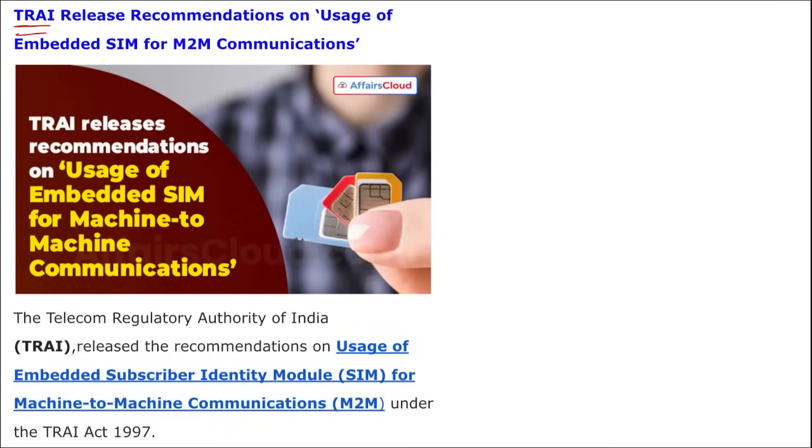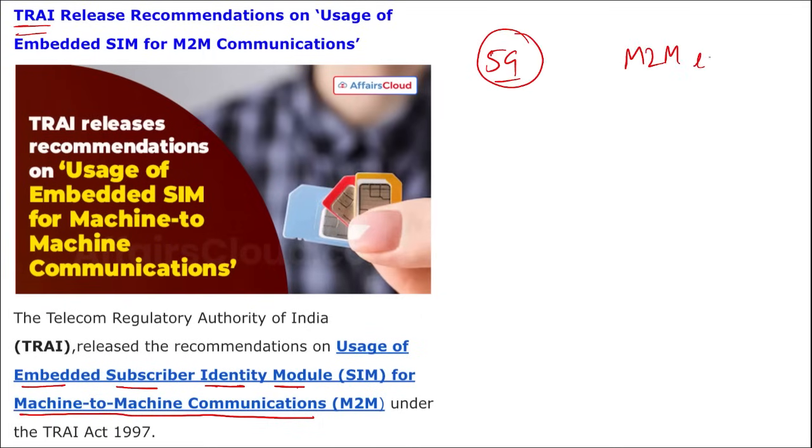TRAI is your Telecom Regulatory Authority of India. They have released the recommendation on usage of embedded subscriber identity module for machine-to-machine communications. Right? This was done under the TRAI Act of 1997. What is the main aim here? This is the introduction of 5G services in India provides more opportunities for machine-to-machine ecosystem.